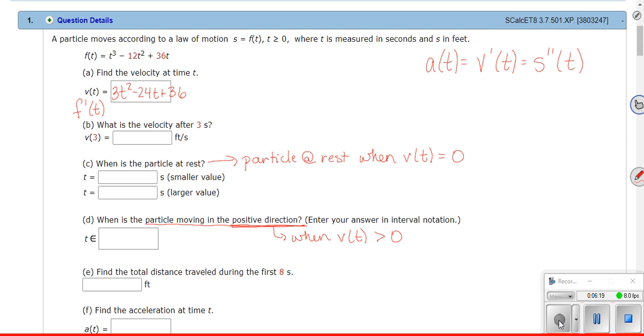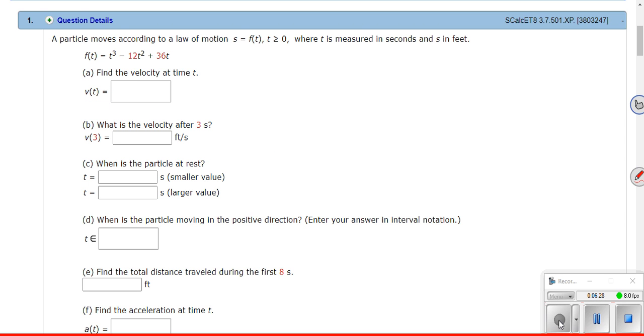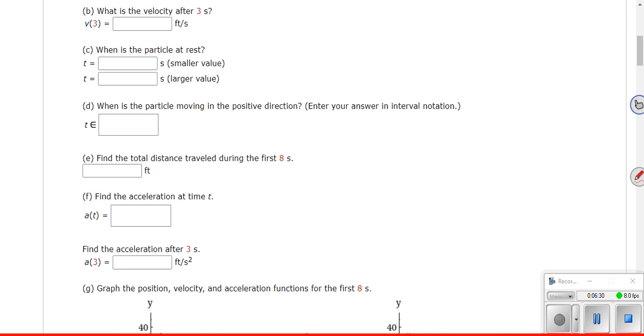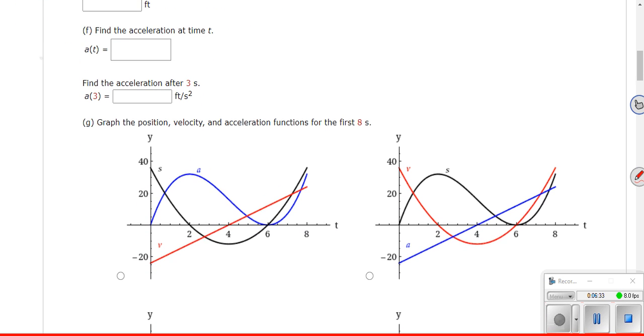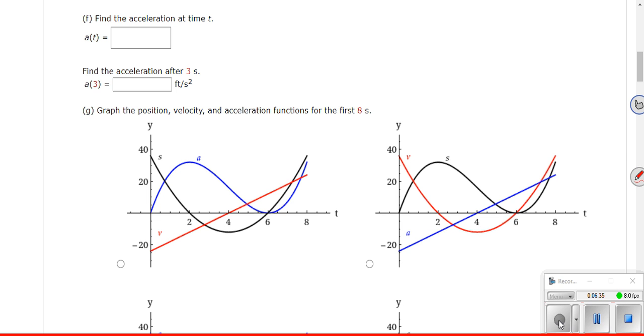All right. And then it says find the acceleration. I need to clear this and scroll up. Again, I'm not solving these for you. I'm walking you through them. Find the acceleration at time t. I think we all know that acceleration, I had written a little bit ago, acceleration is the derivative of velocity, or it is the second derivative of the position function. So you're going to take the velocity function and find acceleration.